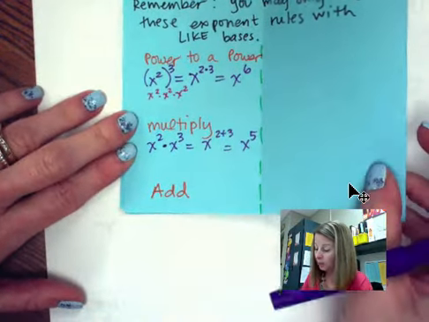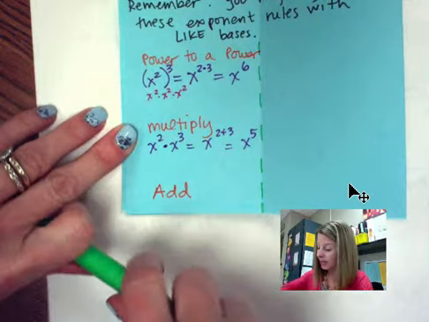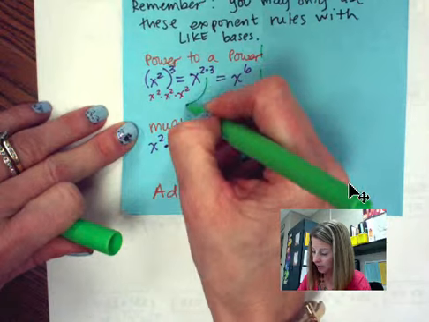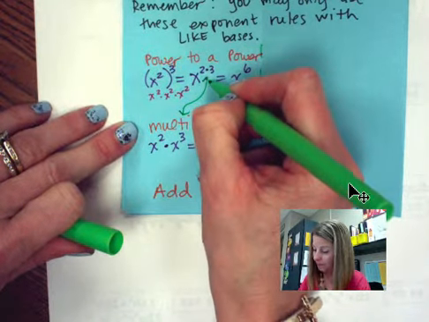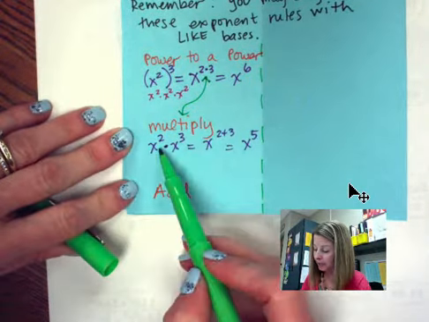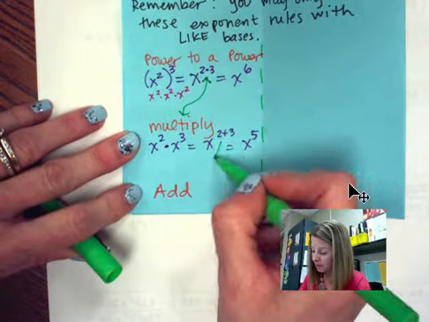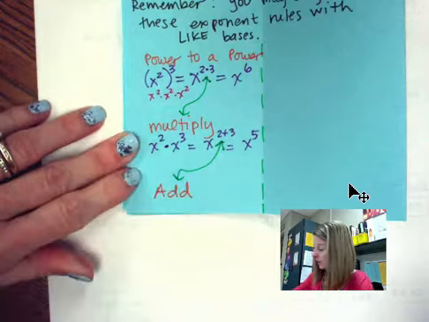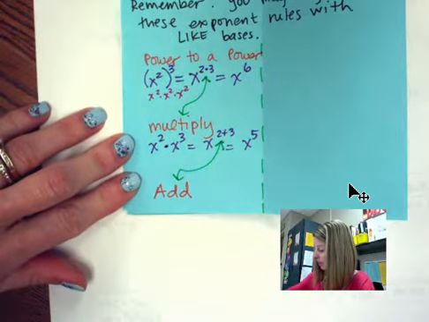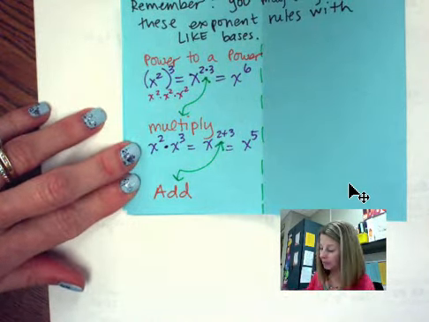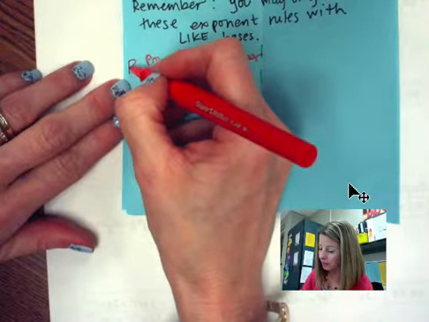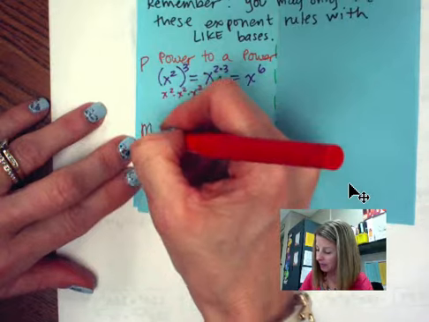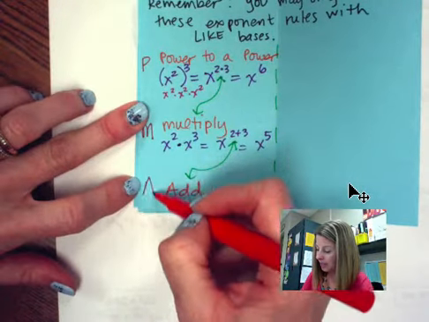Okay, so a couple of things I want to add here: when I am raising a power to a power, notice I am multiplying. And when I am multiplying like bases here, I am simply adding. And so really another way that we could think about this is I'm going to write over to the side here. I'm going to write a P next to power to a power, an M next to the word multiply, and an A next to add.